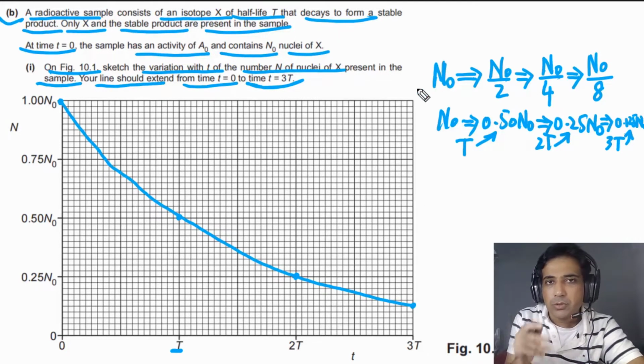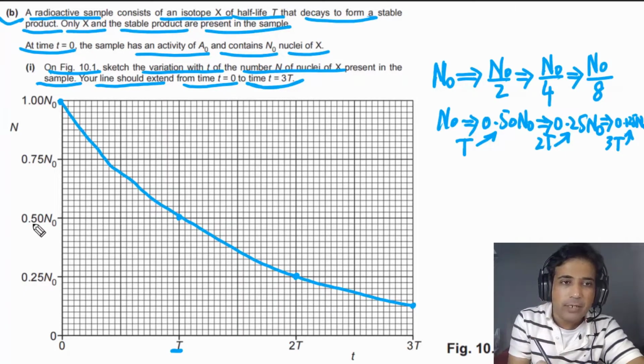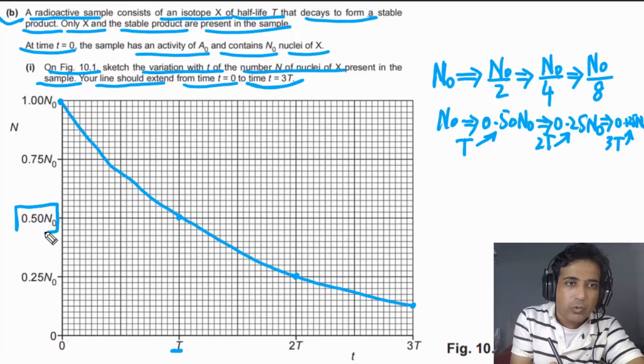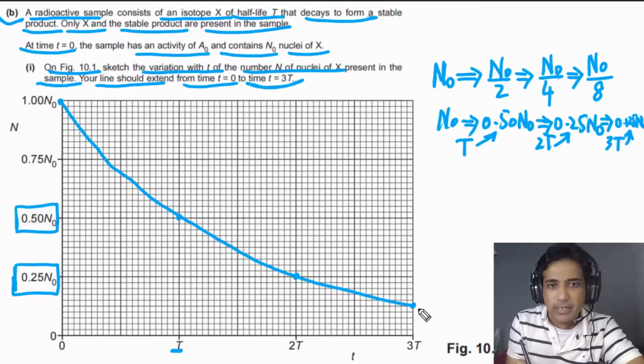So here we are talking about the number of nuclei of X remaining. After 1 half-life, we have 0.5 N0 nuclei remaining, and after 2 half-lives, we have 0.25 N0 remaining, and after 3 half-lives, we have 0.125 N0.